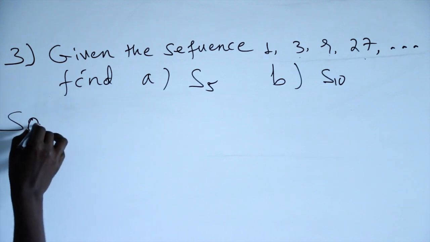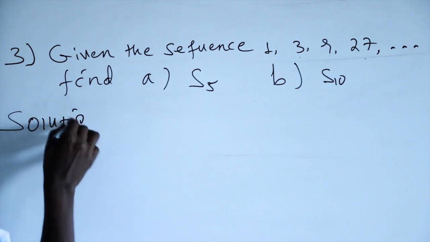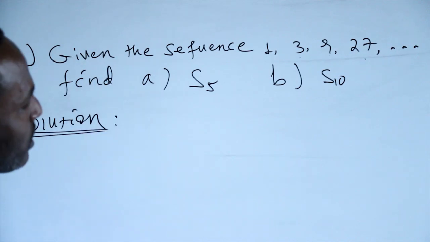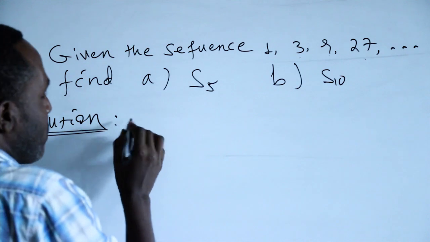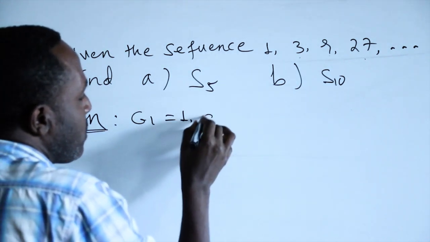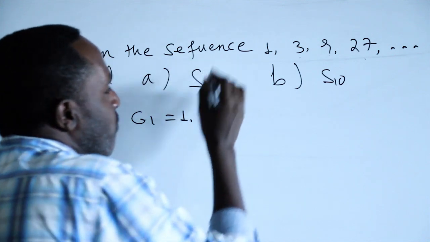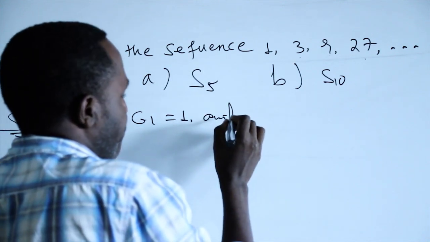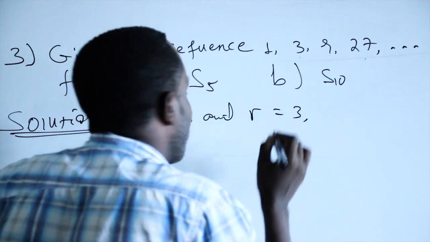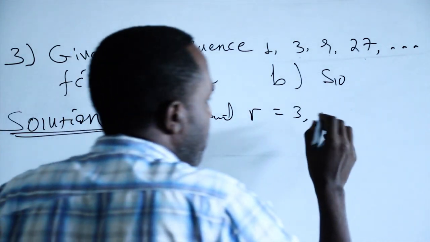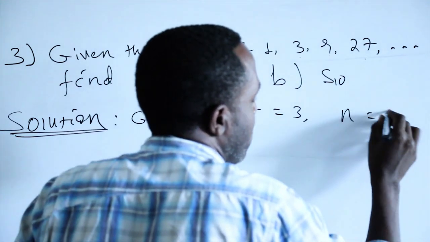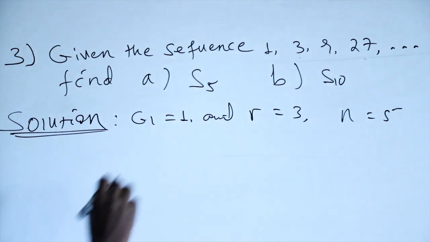Therefore, as a solution we can say this is a geometric sequence with the first term G1 equal to 1 and the value of r equal to 3. For part a, calculating S5, n is 5. So we are asked to find this S5.